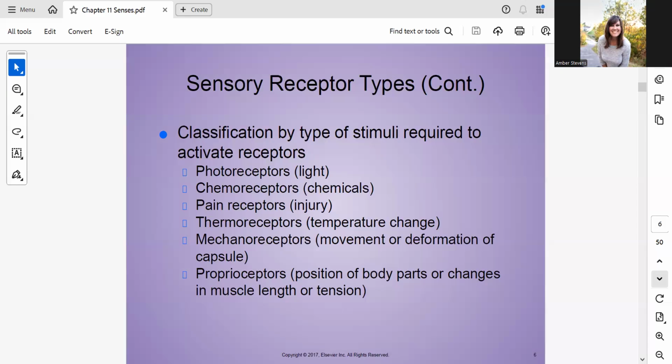And then you have proprioceptors, which respond to the position of the body parts or changes in the muscle length or tension. So an example would be muscle spindles, which detect changes in the muscle length to help maintain posture and balance.